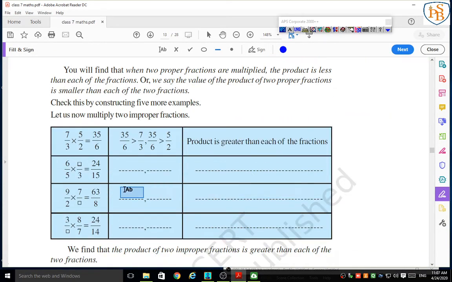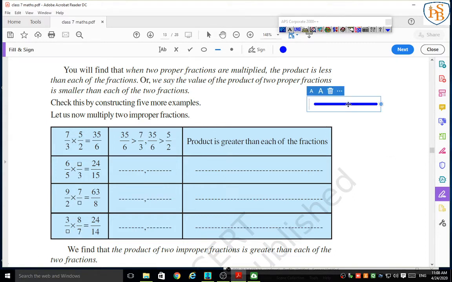Look at here carefully. There are 3 examples, and I am going to solve only one, and you have to solve the other 2 in your notebooks. This time I am going to solve the last question. 3 upon blank space into 8 upon 7 is equal to 24 upon 14. Look at here, 3 8s are 24. So how can we get 14? Which number do we multiply by 7? Absolutely correct, it is 2, because 7 2s are 14.